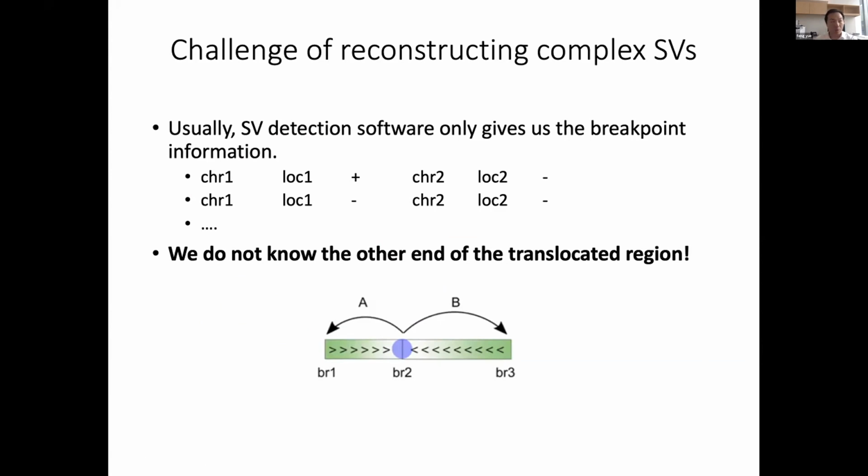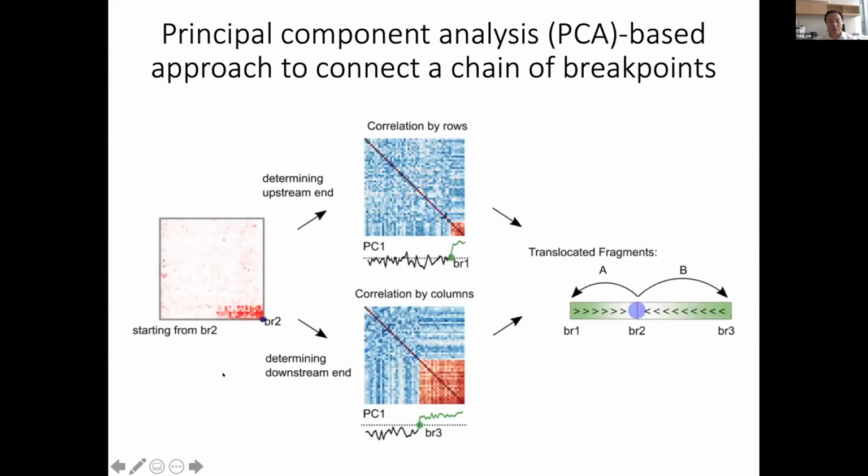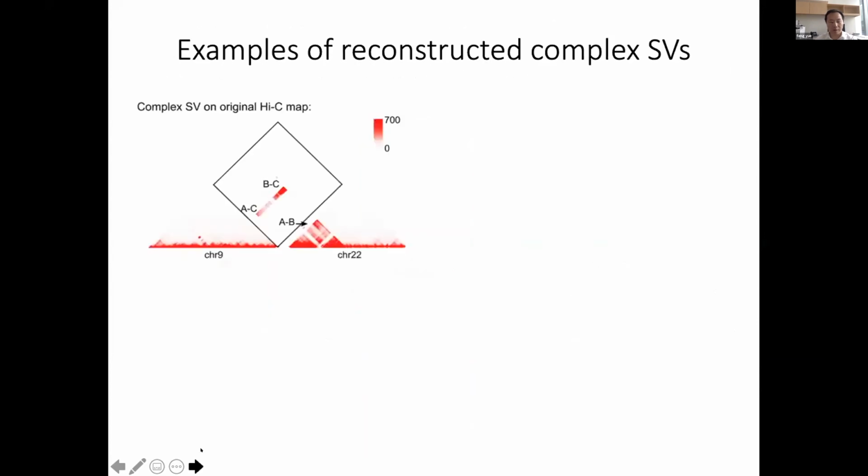So that's an important module of our new loop finder. Essentially, in this case, we just carve out the interchromosomal interactions, more like chromosome interactions for the cancer-specific alleles. And then we developed this principal component analysis based on the correlation by the rows or by the columns. By looking at the sudden change in the PC value, we can tell that we have reached the other end of the fragment and stitch things together. So next slide, I'm going to show you how it works.